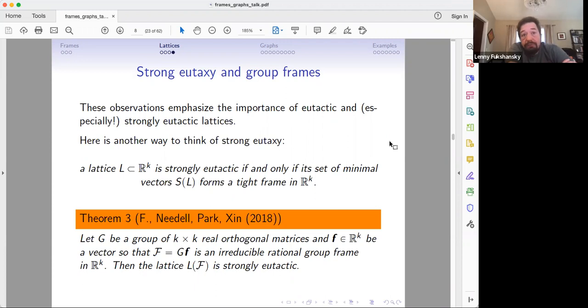So if this group frame is a rational, irreducible group frame, then the lattice is strongly eutactic, right? So I need the frame to be rational in order for L of F to be a lattice, and then if it is irreducible, this lattice turns out to be strongly eutactic.